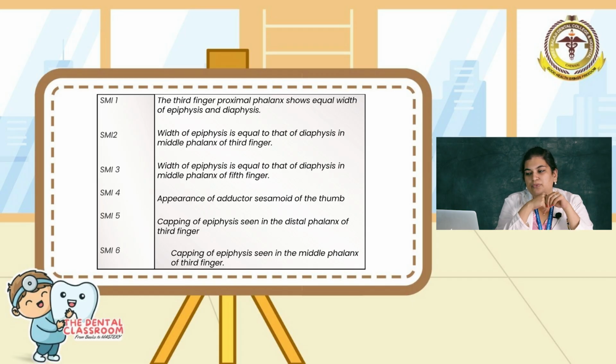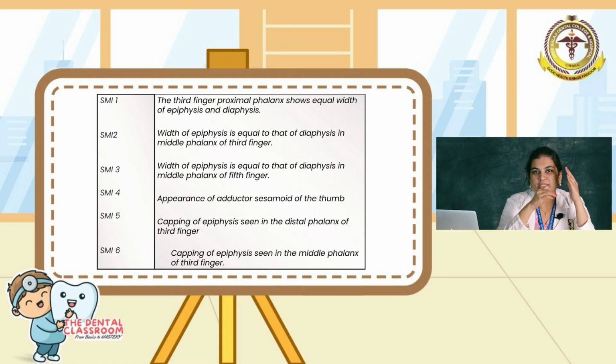Moving on to SMI 4, it corresponds to the appearance of the adductor sesamoid, the same sesamoid bone, the same ovoid bone that I was talking about that's near the thumb. So at SMI 4, the adductor sesamoid begins to appear. Then you have SMI 5.